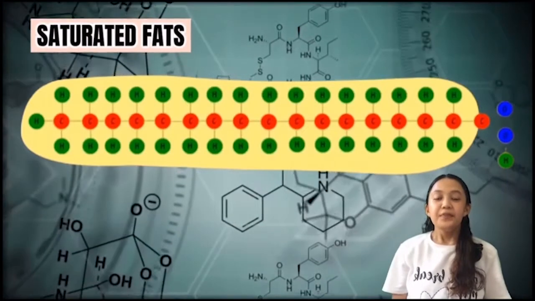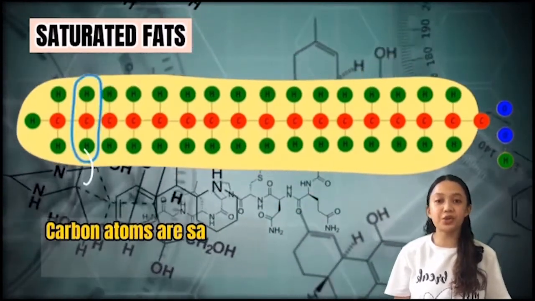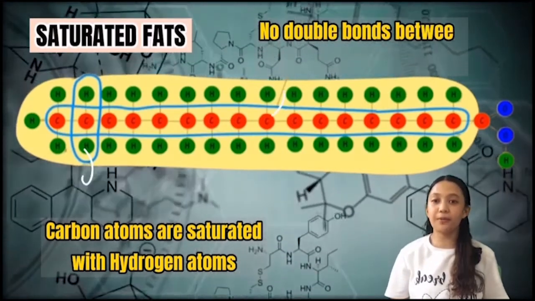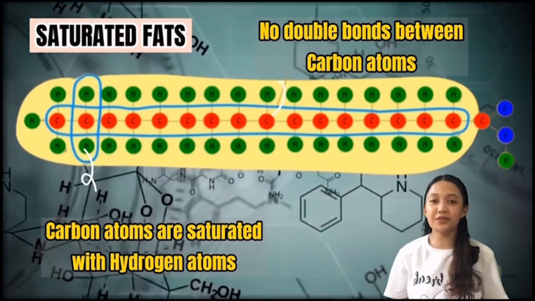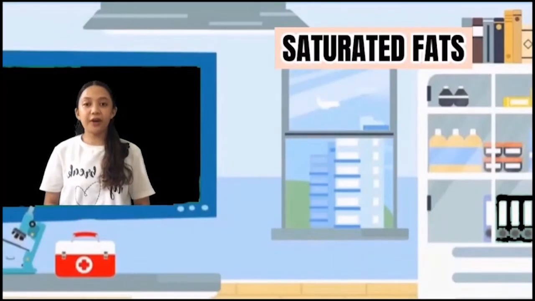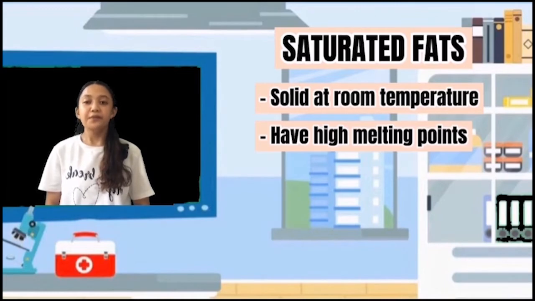The first type of fats we're going to look at is the saturated fats. In saturated fats, all of the carbon atoms are saturated with hydrogen atoms and do not contain double bonds between the carbon atoms, and this gives the molecule a linear formation. Saturated fats are usually solid at room temperature and have high melting points.